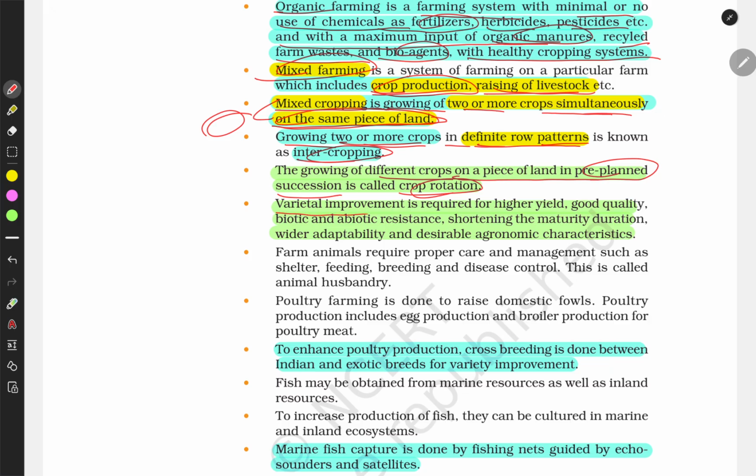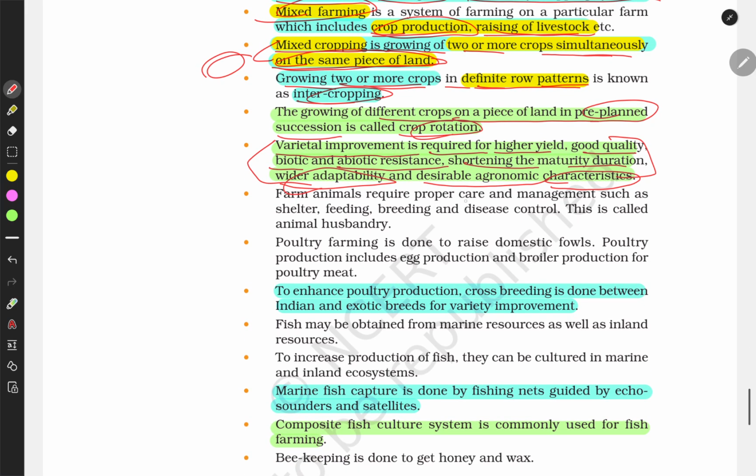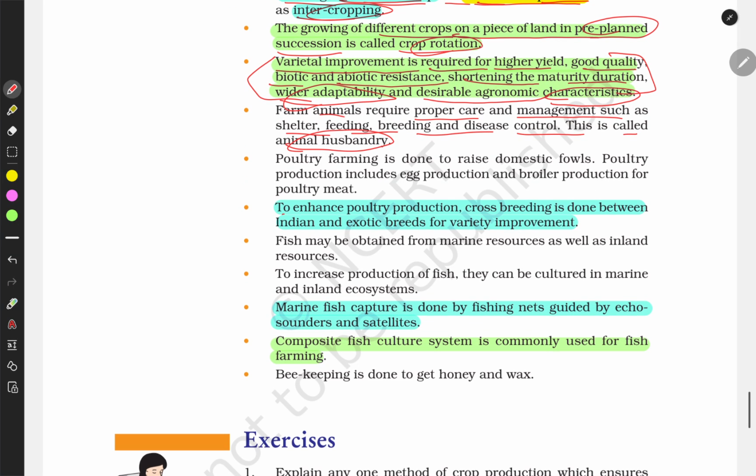Varietal improvement is required for high yield, good quality, biotic and abiotic resistance, shortening of maturity duration, wider adaptability, and desirable agronomic characteristics. So these are the crop improvements. Farm animals require proper care and management such as shelter, feeding, breeding, and disease control. This is called animal husbandry. To enhance poultry production, crossbreeding is done between Indian and exotic breeds for variety improvement.